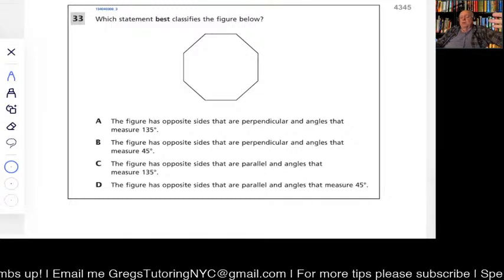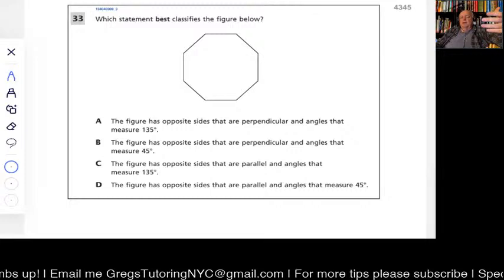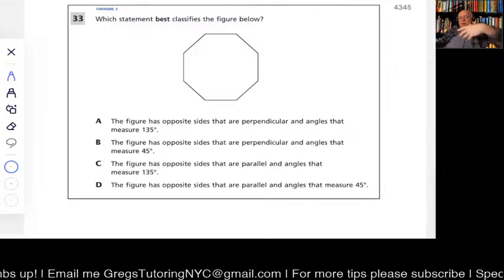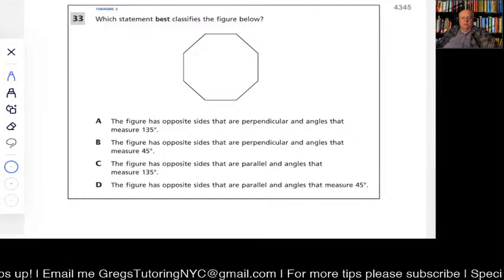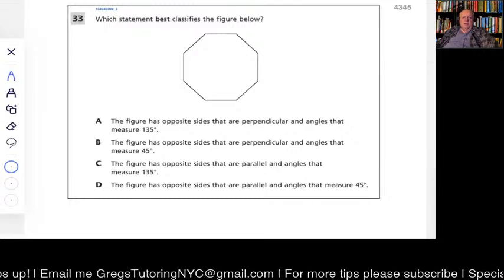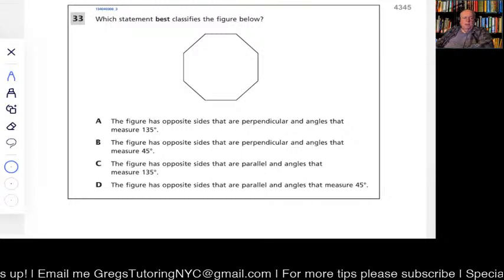Math is modeling the world. So when we're given "word problems," we need to be able to address something like that. All right, so let me load the screen here. We're going to jump to problem number 33.